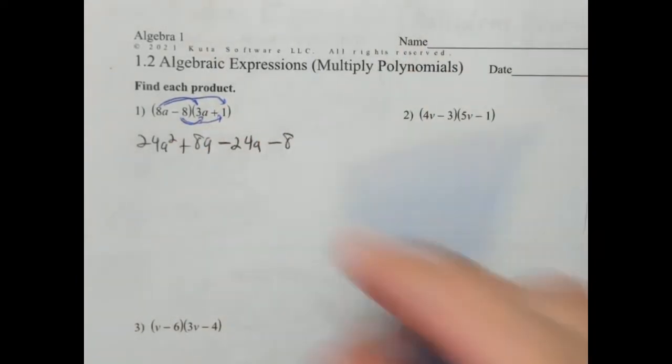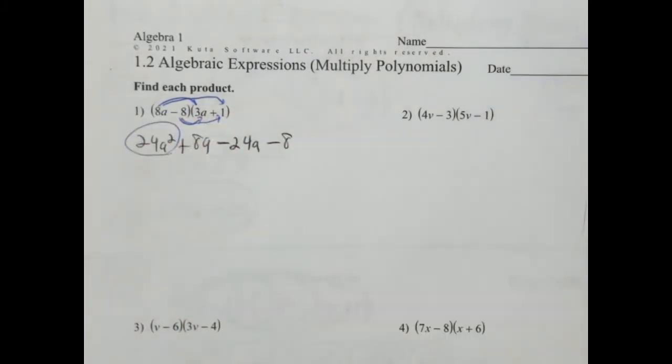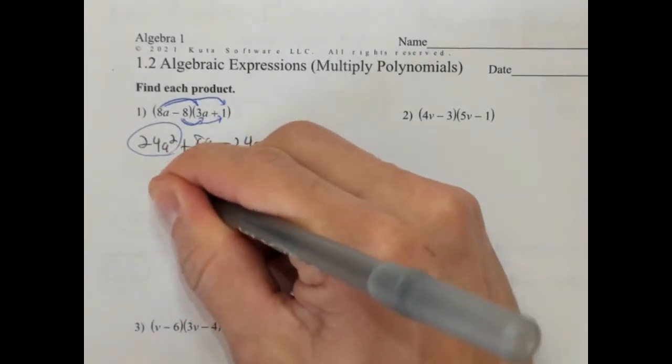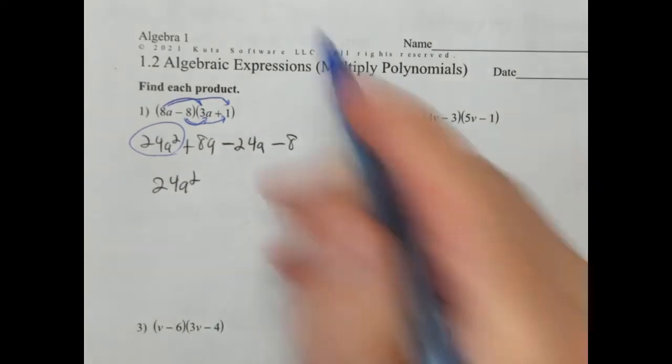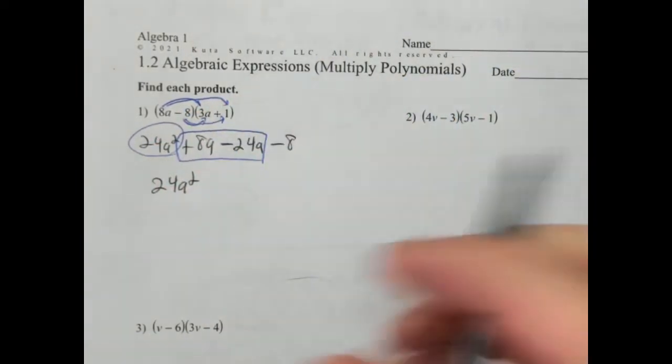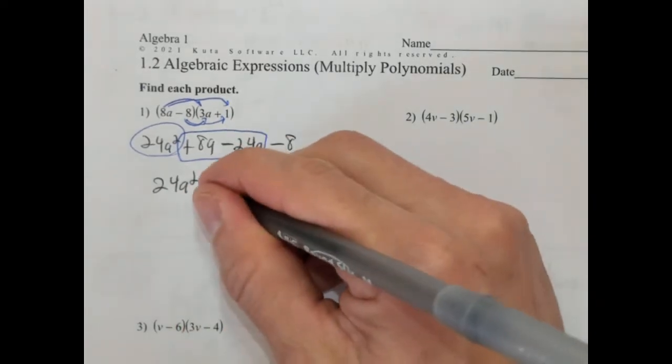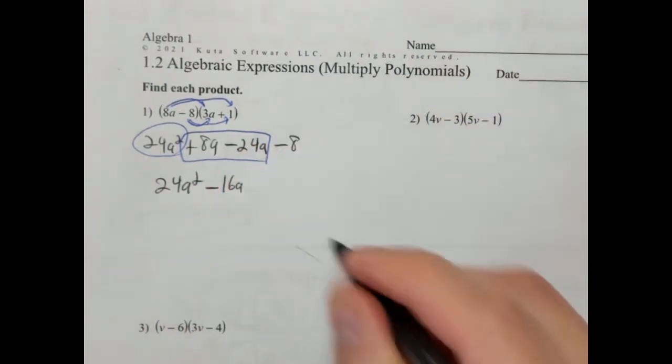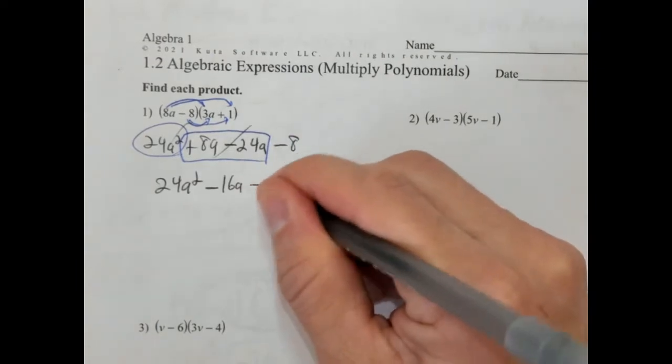So now we're going to combine like terms. Nothing will combine with the 24a squared, so we just bring that down. These two terms will combine because they have the same variable with the same exponent, so they're both regular old a's. 8a take away 24a would be minus 16a, and then we're going to have minus 8, bring that down.